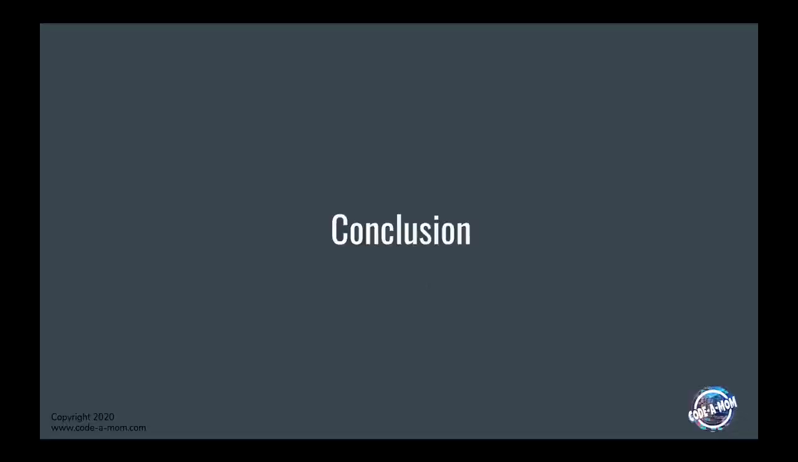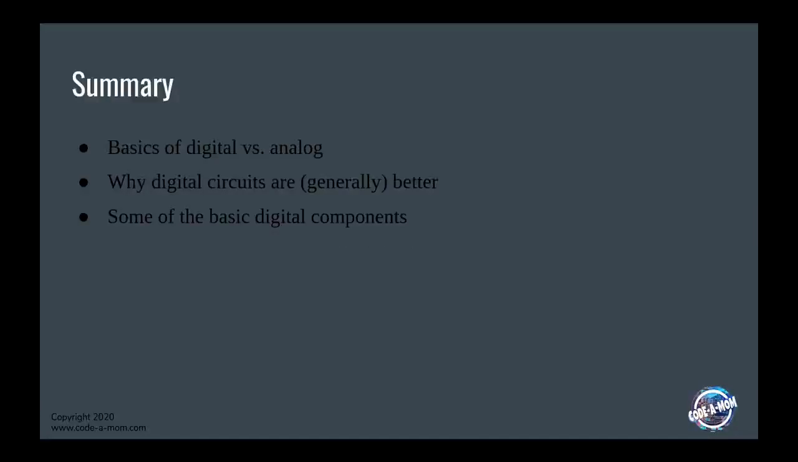So that's about it for this video. We talked about the basics of digital versus analog, why digital circuits are generally better than analog, and some of the digital components that you'll find, diodes, transistors. Just remember that regardless of all of the gates and transistors that are being used in digital, we're looking at either maximum current or no current. We don't care about any varying value in between. That's all more analog components. We just care about on or off.